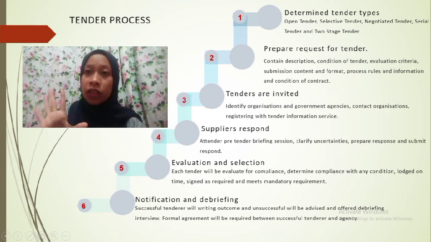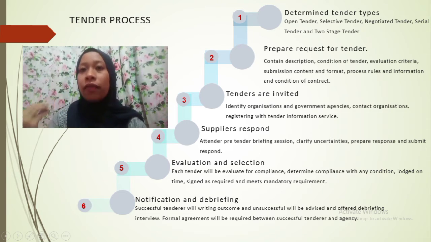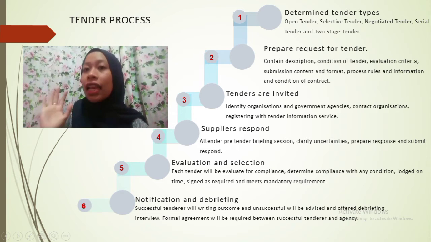The fifth procedure is evaluation and selection. Each of the tenders will be evaluated for compliance, determining compliance with any conditions of participation, lodged on time, and documents signed as required and meeting mandatory requirements. Last but not least, notification and debriefing: the successful tenderer will be notified in writing of the outcome, and unsuccessful tenderers will be advised and offered a debriefing interview. A formal agreement will be required between the successful tenderer and the agency.